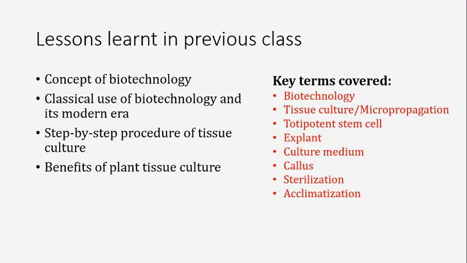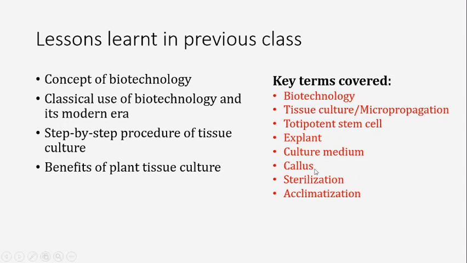And we've also learned some key terms from the previous lesson. These key terms were the definition of biotechnology, and also the other name of plant tissue culture, which is called micropropagation, and we have called some cells totipotent stem cells. They have the capacity to convert into any kind of cell. Explant is the part of the mother plant used for plant tissue culture purposes.